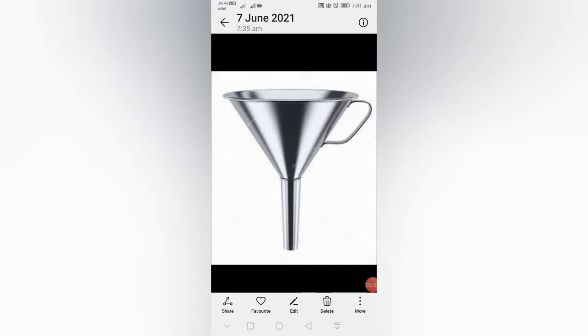Let me tell you. This is a funnel. This is funnel. F-U-N-N-E-L. This is funnel. So that's it for today's vocabulary.